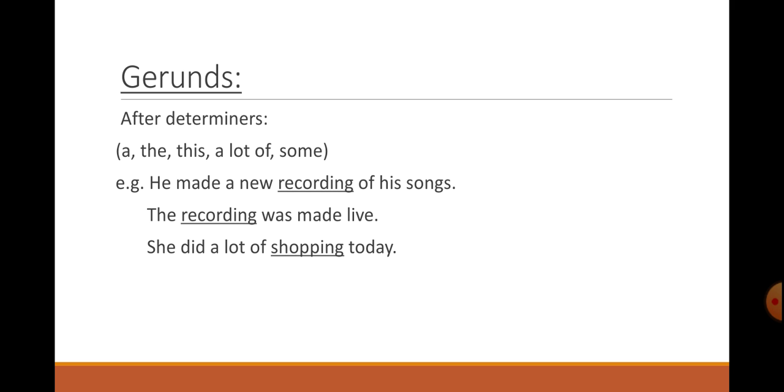Let's see the third example here. She did a lot of shopping today. Now in this sentence, shopping is the gerund, that means V1 plus ing form, and it is used after the determiner a lot of. A lot of is the determiner.